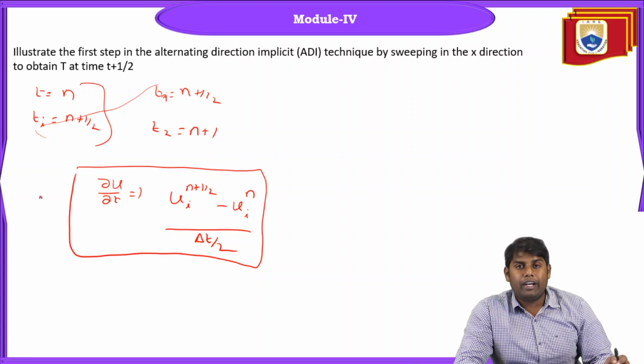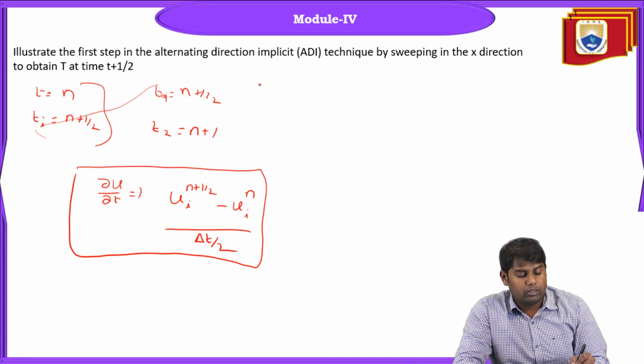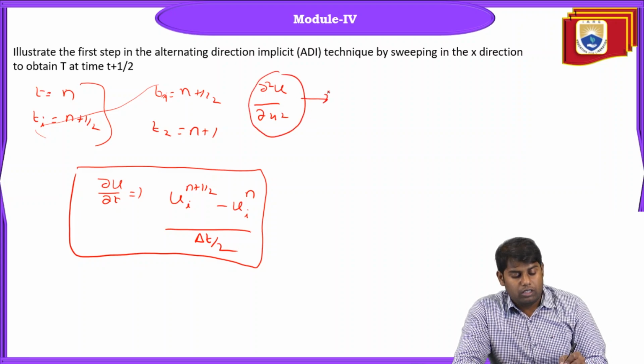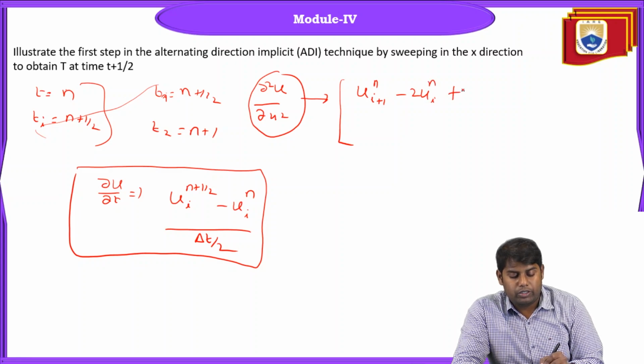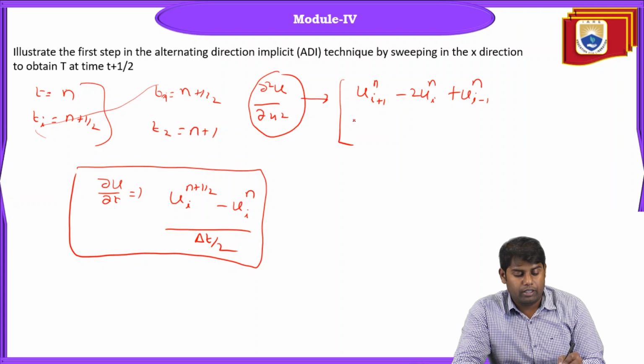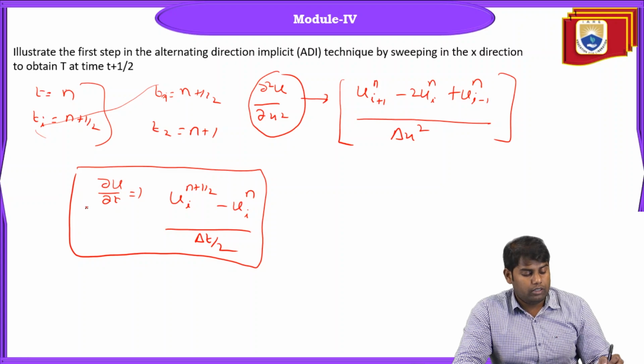Fine. So how do we write the second-derivative term, ∂²u/∂x²? First we will write it explicitly, then we will switch to implicit. Explicit in the sense that this term will be (u_{i+1}^n − 2u_i^n + u_{i−1}^n) / Δx². Okay, so this is what we have.